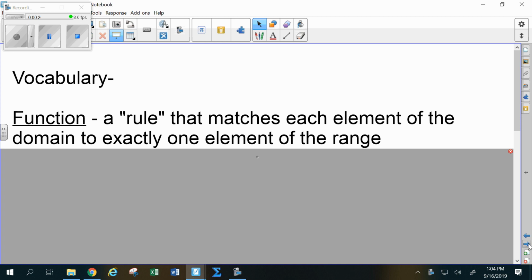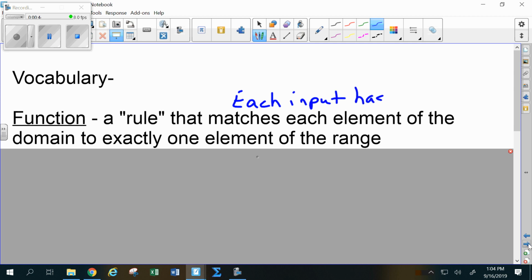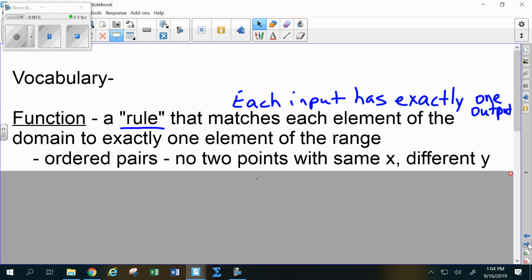A function means we have some kind of a rule that takes each element of the domain, or each input, and matches it to exactly one element of the range, or the output. So each input has exactly one output. Sometimes it will be given to us as a function rule. Sometimes it will be given to us as a list of ordered pairs.